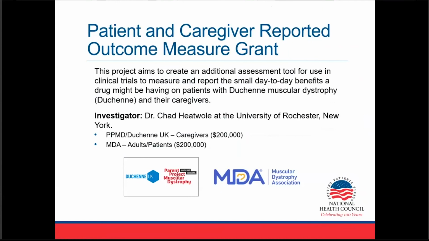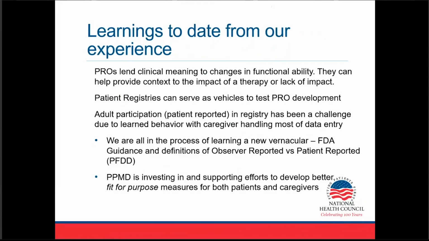So my last slide says just some of what we've learned from our experience. Of course, we have seen that these PROs lend clinical meaning to changes in functional ability, and they can help provide that context to really understand what's happening over the course of the disease and how a treatment may be impacting that course. These PROs and observer-reported outcomes give meaning to those outcome measures being performed within a trial, and patient registries can serve as vehicles to test these PROs.